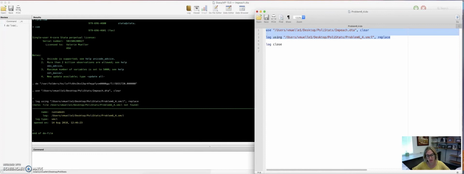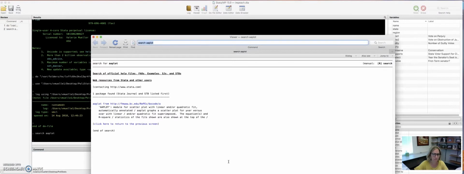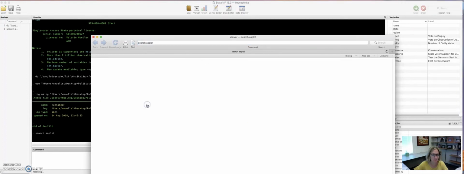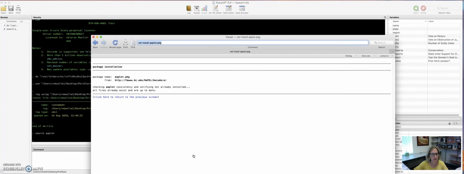It's quite straightforward. I've already done it here, but to do that, you would type something like, in your command window, search aaplot. And then you can see that a window pops up and you can click on this blue line that says aaplot from HTTP. And you can click here to install. I've already installed it, but let's just go ahead and install it again. Okay, so all files already exist and are up to date. We can go ahead and close this window.